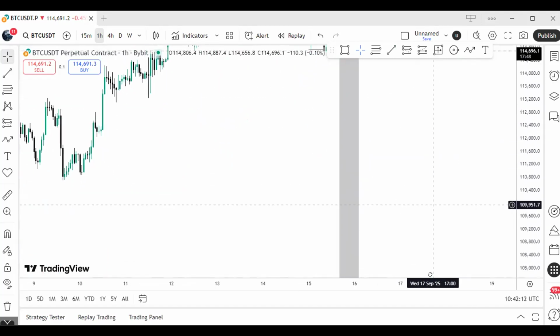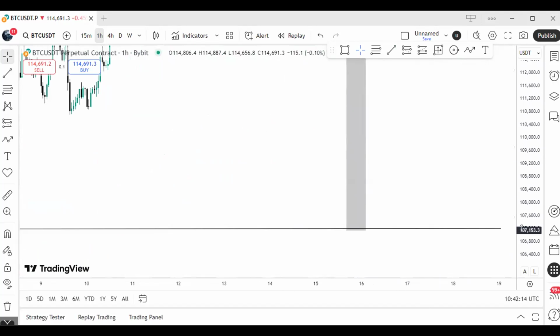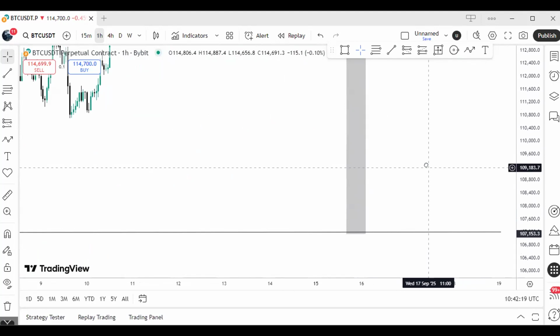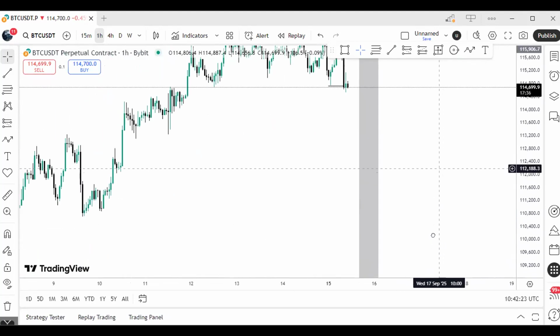There are parameters, and then the take profit is this. The take profit is 107,153.3. I repeat, 107,153.3. That is the take profit.